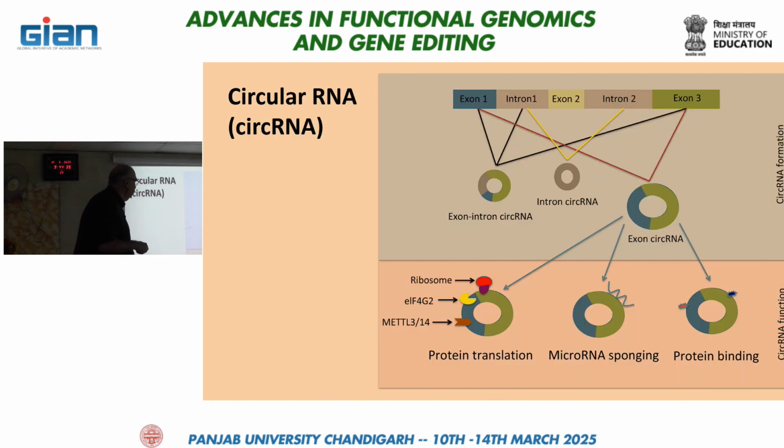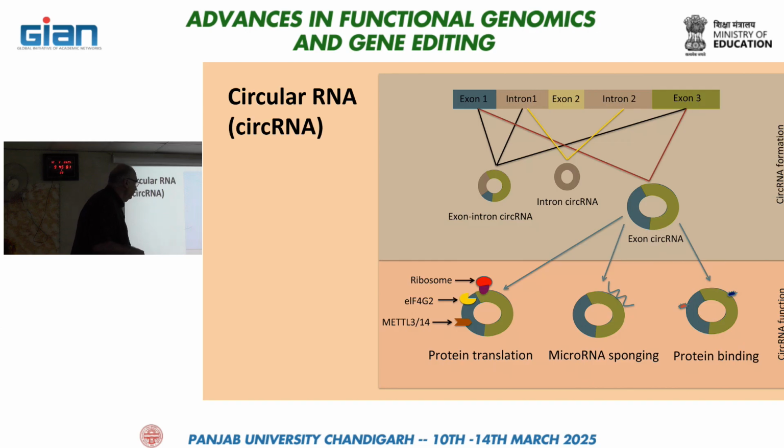Just to show you this circular RNA, you can see here in this picture exon and intron, the circular RNA with exon and intron, for example, only exonic, two exon RNAs, and then function. First of all, it can bind proteins. So this is exactly what I said before.